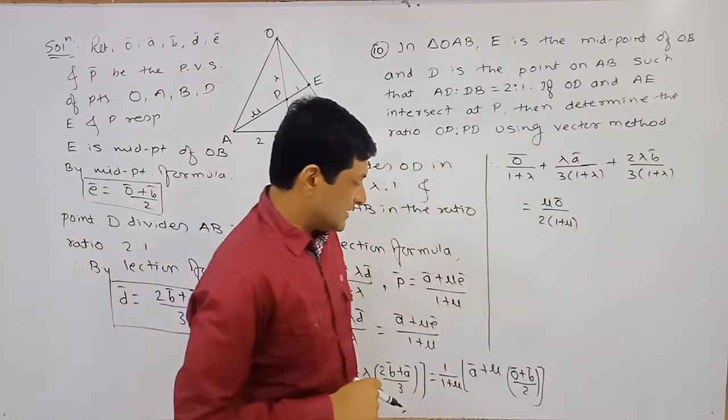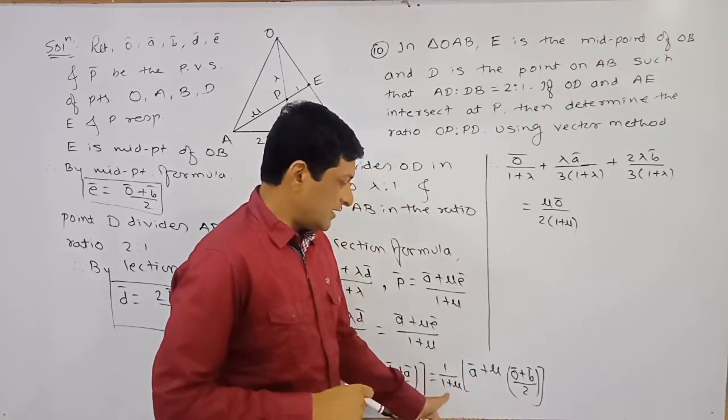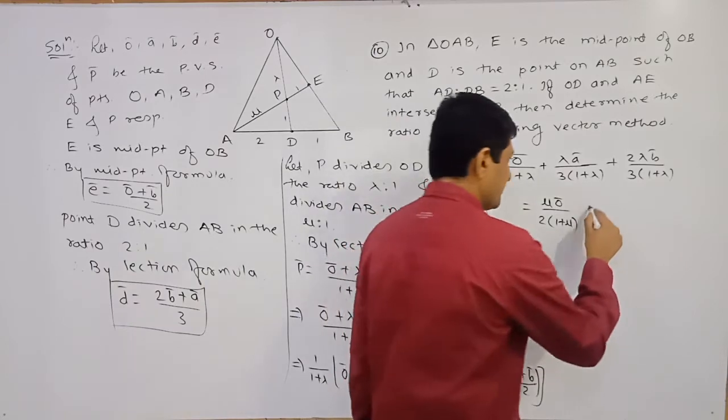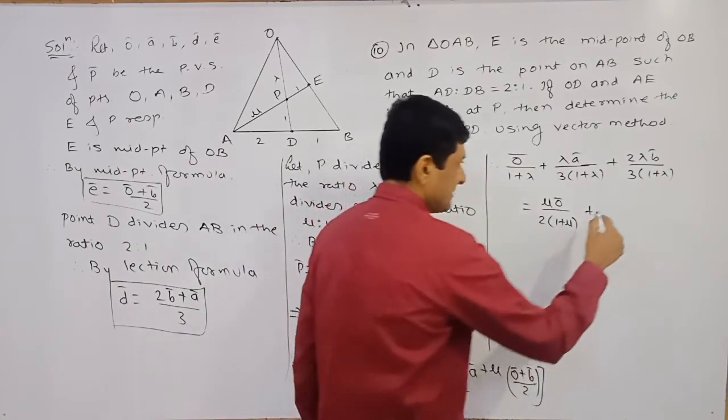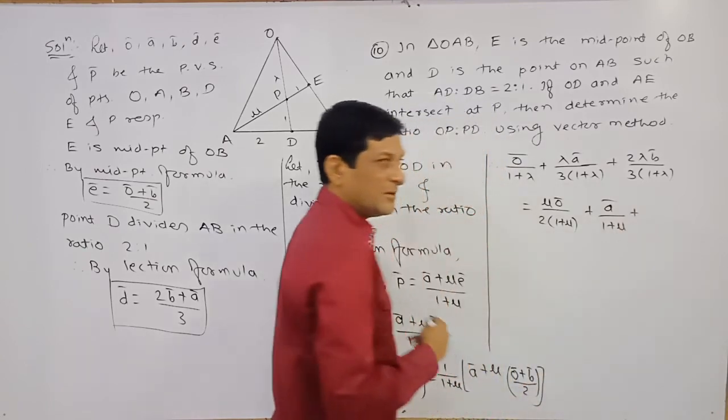Okay, then collect the terms of A bar. Only one term of A bar is there, A bar upon 1 plus mu. So here we will get A bar into 1, which is A bar upon 1 plus mu. Lastly, write down the term of B bar.